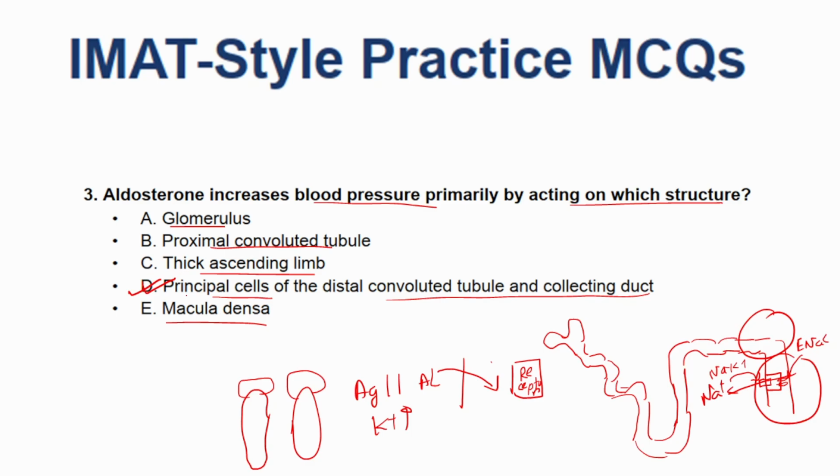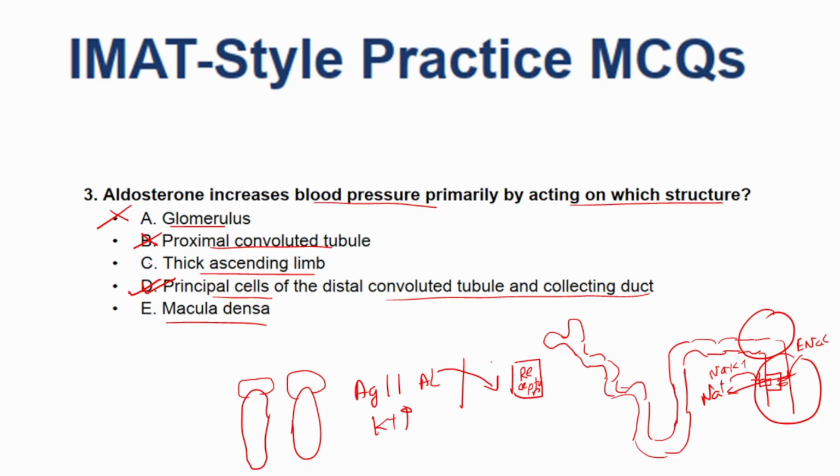Now let's check why other options are not correct. Option A, glomerulus, is entirely incorrect because it acts purely as a mechanical size and charge selective filtration barrier and lacks aldosterone sensitive transport machinery. The proximal convoluted tubule is responsible for bulk constitutive reabsorption of solute and water and is primarily regulated by angiotensin 2 and sympathetic tone rather than aldosterone.